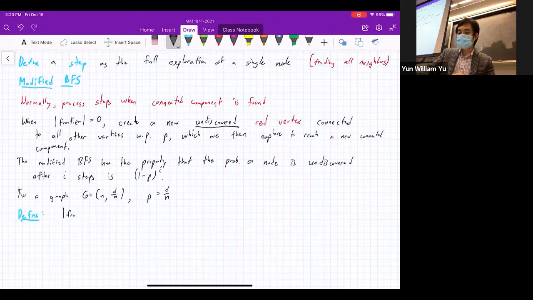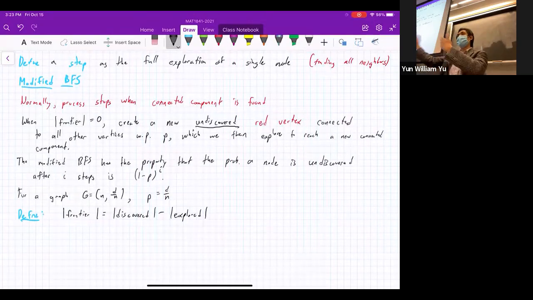Now we're going to define, so in the past, the size of the frontier you could give as the number of discovered elements minus the number of explored elements, right? Because something's in your frontier if you've discovered it, you see a link to it, but you haven't gone to it and explored all the links around it. Now we're going to do the same thing, except I'm going to call this frontier hat, because it's no longer exactly the frontier anymore, right? Because this number can now be negative.